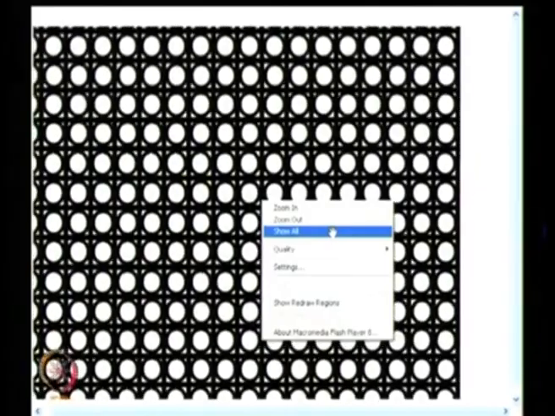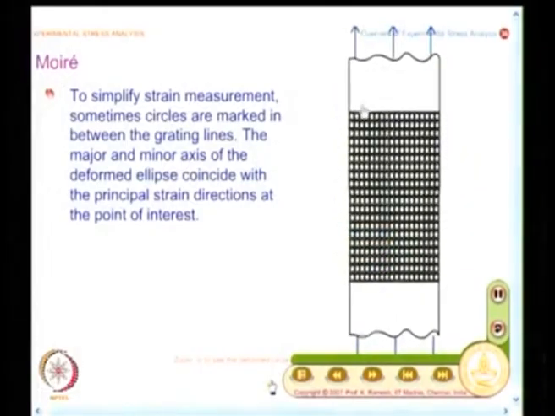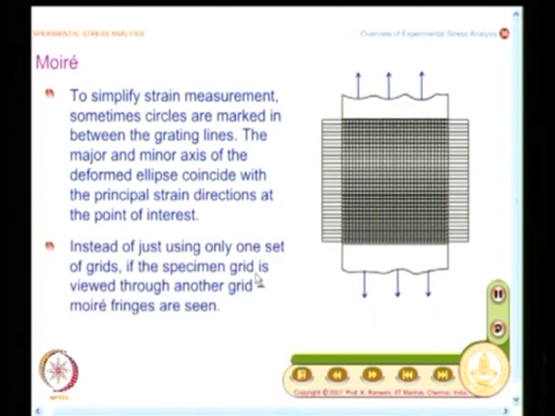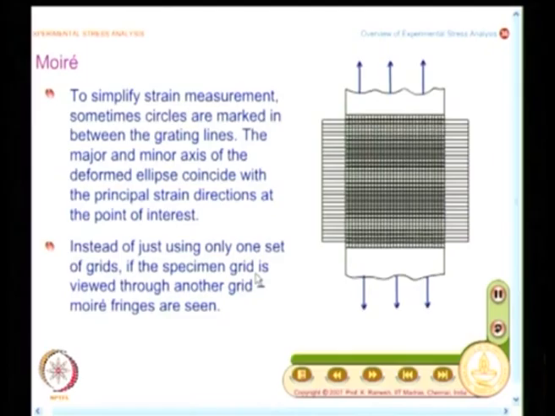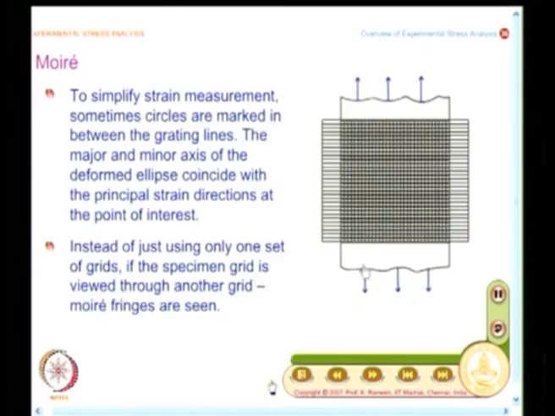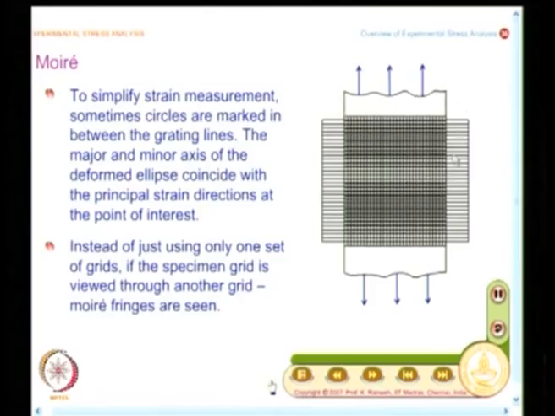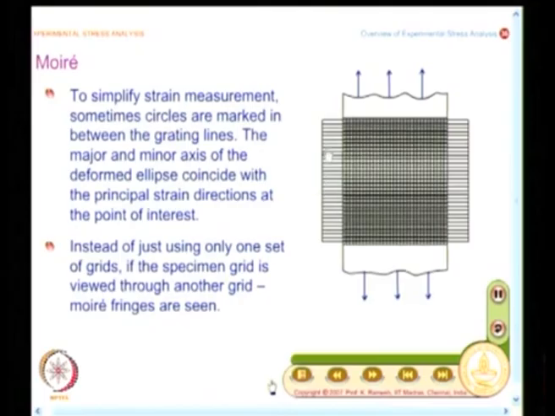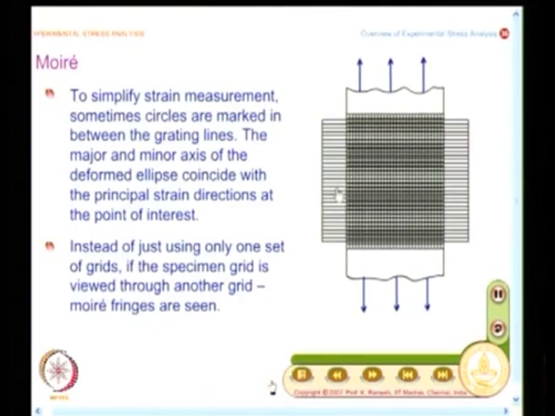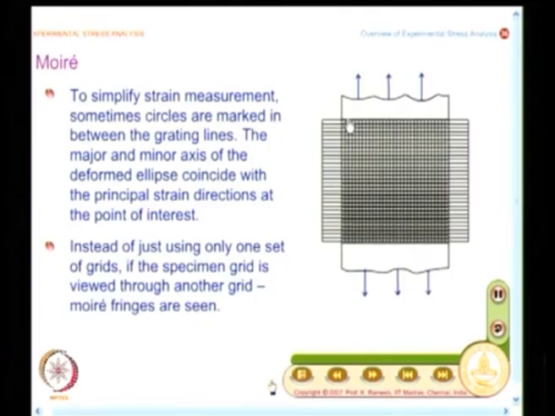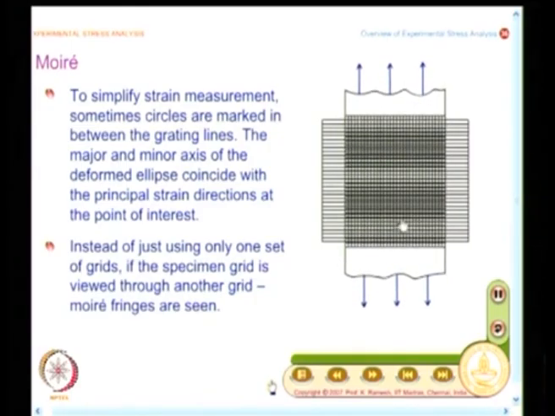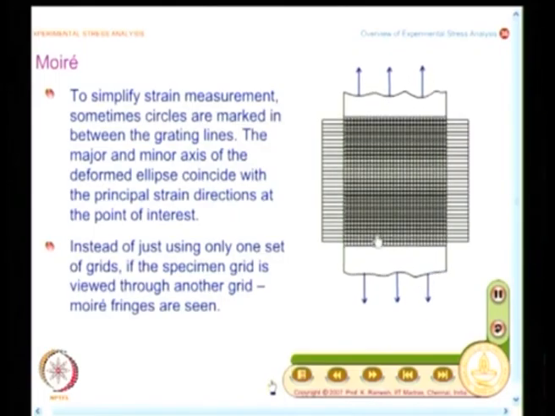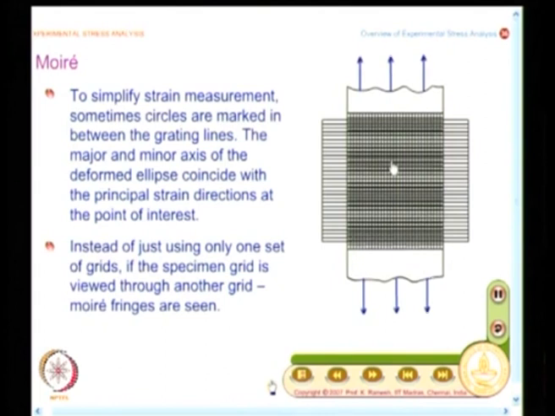And now, people felt that instead of just using one grid, if I have more than one grid, it makes it a little more comfortable. That is how Moiré started developing. And what you find here is, I have a specimen, on the specimen I have a grid and I view it through another grid like this. I have only stretched it slightly, but I see a play of fringes on the specimen. I am able to see the fringes, they are horizontal fringes.